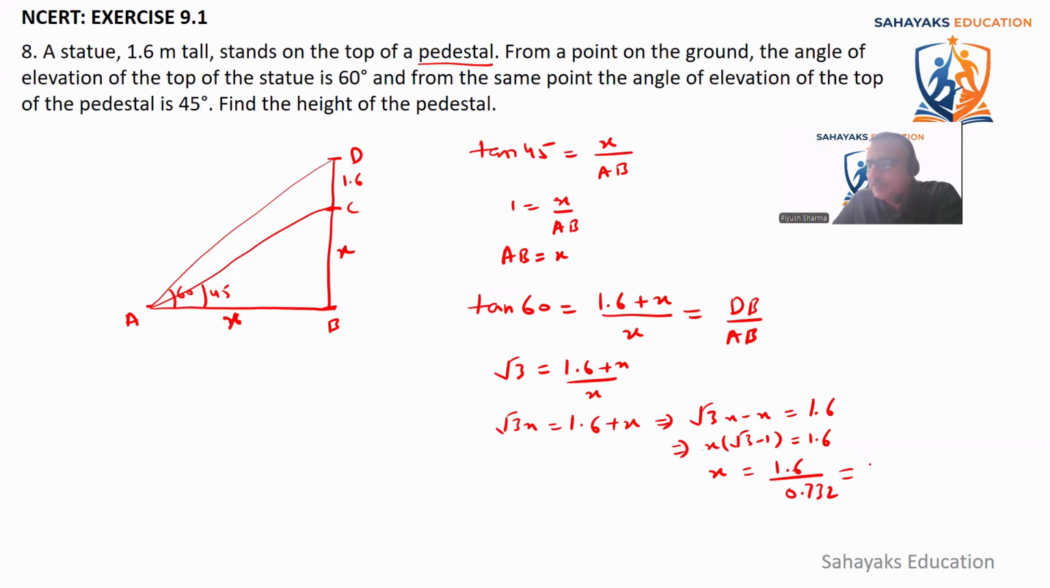So we'll just compute it. 1.6 divided by 0.732 comes out to be somewhere around 2.185 meters. So we can say that the height of the pedestal is 2.185 meters. Okay. Let's move to the next question.